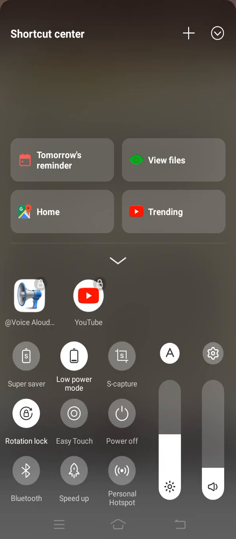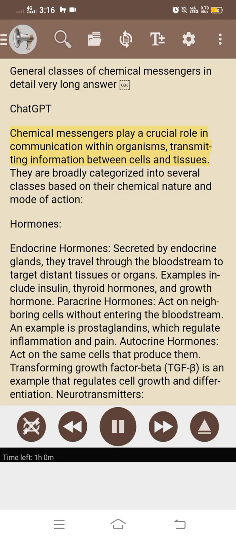General classes of chemical messengers in detail. Very long answer. ChatGPT. Chemical messengers play a crucial role in communication within organisms, transmitting information between cells and tissues. They are broadly categorized into several classes based on their chemical nature and mode of action.